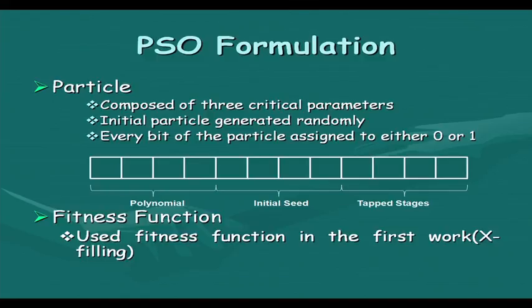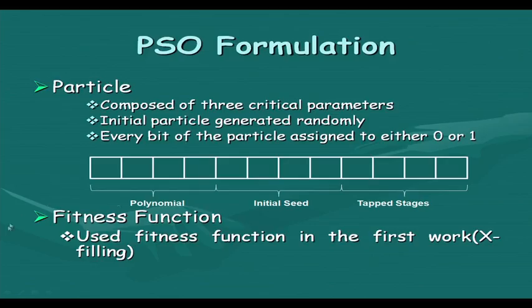If the LFSR is of n bit size, then the first n bits of the particle represent the polynomial. If the bit is 0, that means the position is not used in the feedback function. If the bit is 1, that means the position is used in the feedback function. Since the characteristic polynomial tells us the connection pattern of the LFSR, these first n bits tell us what the connection pattern is.